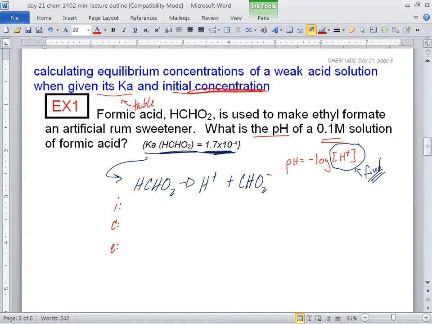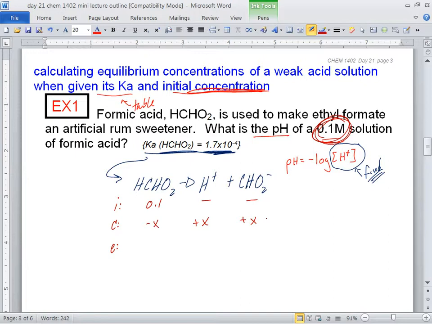In the initial row, we've got our 0.1 molar solution, so we'll put that in. Dashes, because there's nothing else there. The change row: what will we likely put in the change row? Minus X. Then these are forming, so these might be plus X's, right? The stoichiometric coefficients are all ones, so just minus X for reactants, positive X for products.